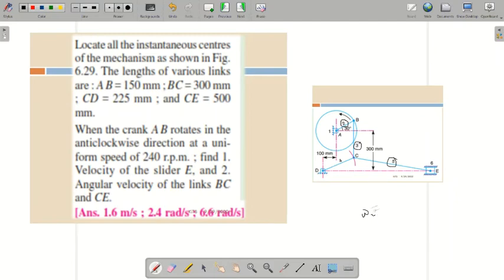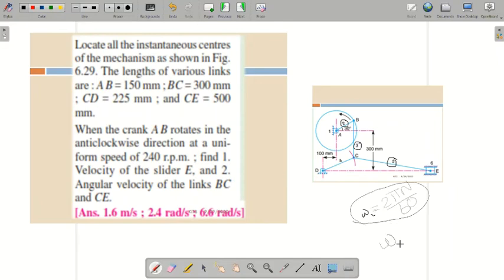so angular velocity of link 2 is, they have given the speed of AB. Speed of AB is 240 RPM. So angular velocity of AB, that is angular velocity of link 2, is 2 pi N by 60. So omega 2 equal to 2 pi N by 60.